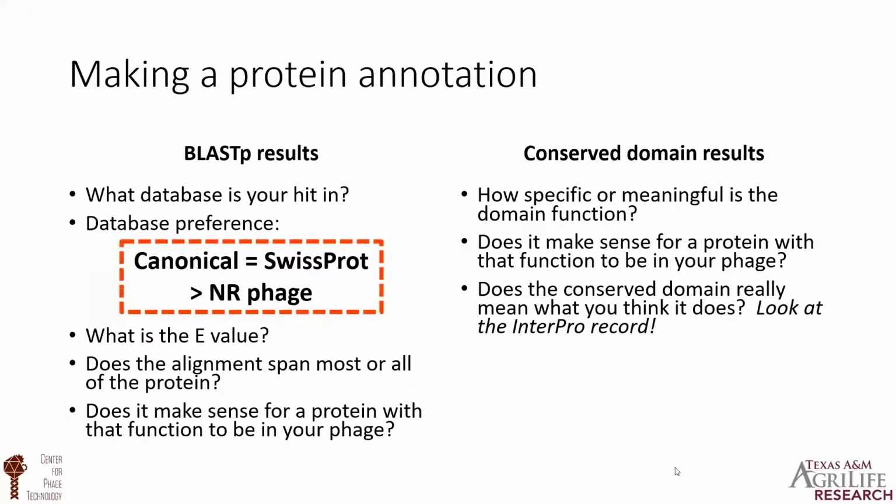When evaluating BLASTp results, it's important to think about what database your hit is in. The preference for databases generally is to use the Canonical database or SwissProt databases before moving on to annotations from the NR database, because the NR database has not been curated. You're relying on the skill of other annotators when pulling annotations from that database. And also keep in mind that annotations in GenBank are not generally updated as new literature becomes available.